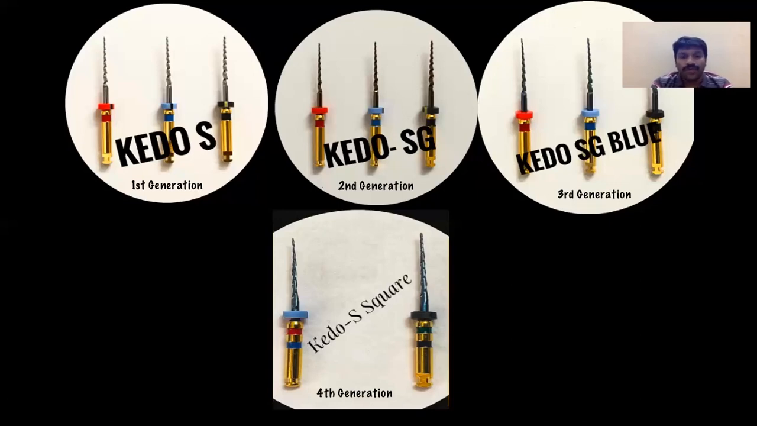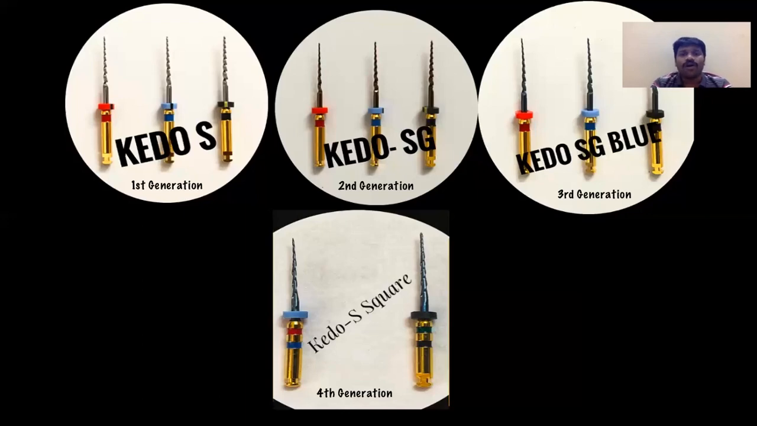In the Kedo S Square generation, you can use that particular file and complete your biomechanical preparation. Now, what is the beauty of this Kedo S Square? It has a dual cross section. What do I mean by dual cross section? A single file has 2 cross sections in it. In the apical region, it has a triangular cross section. In the coronal region, it has a teardrop cross section. So it will easily remove the pulpal tissue with minor enlargement in the molars as well as the anterior teeth.